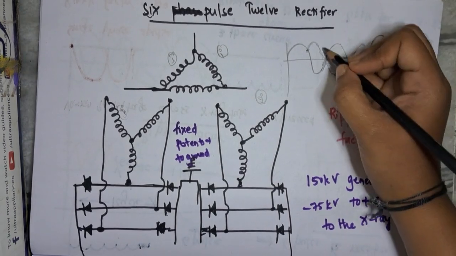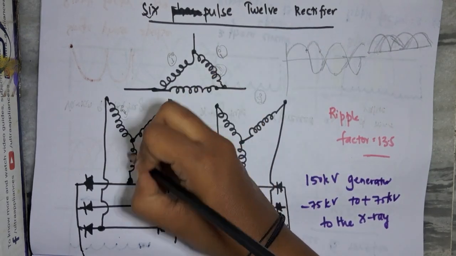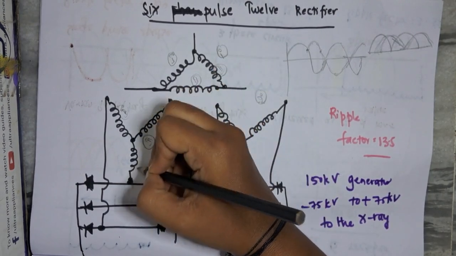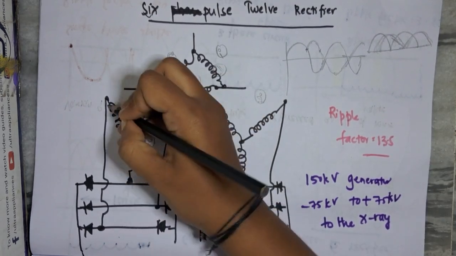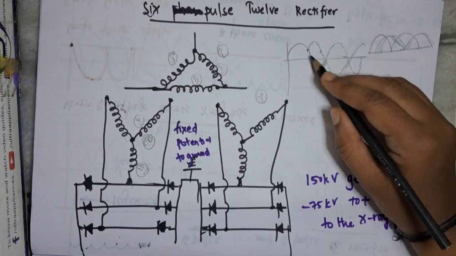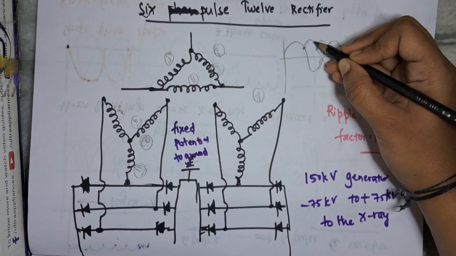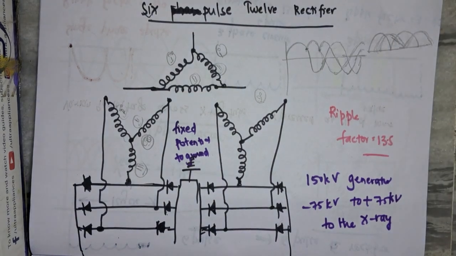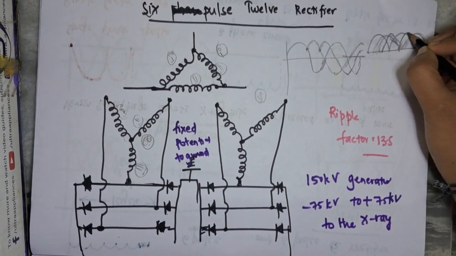Then we have the third. This is the first one, this is the second one, and this is the third one. So this is the third circuit. The third phase is 120 degrees out of phase of the second phase, so it will be something like this. So now this will result in one more X-ray, which is like this.